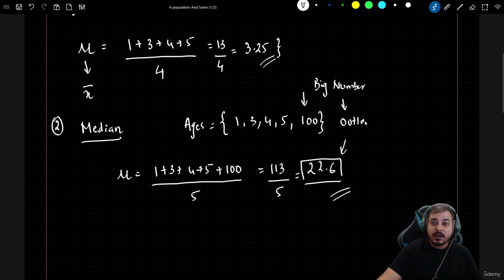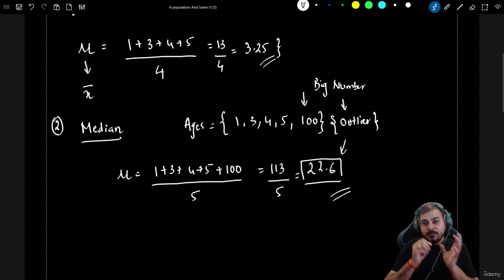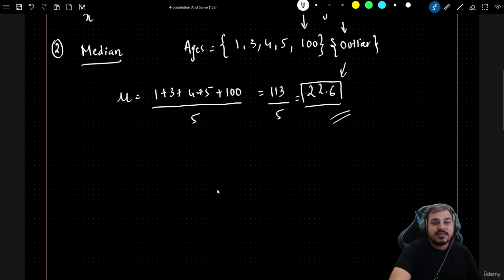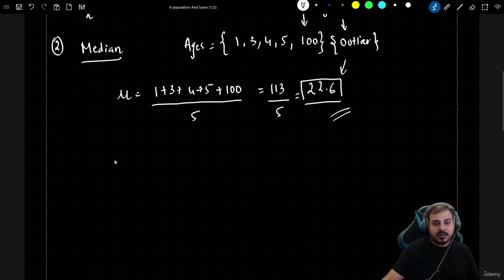I'll be discussing outliers in much more depth, and how we can use different techniques to remove them, okay? But just understand this. In order to overcome the impact of this particular big number, we use something called the median. Now let's consider how the median works.